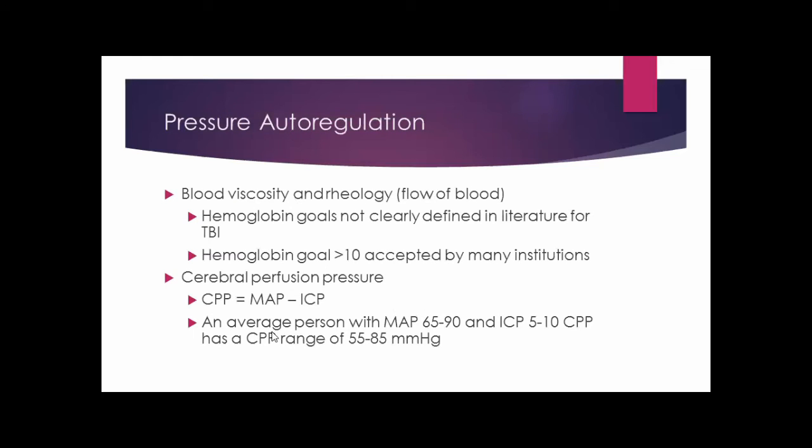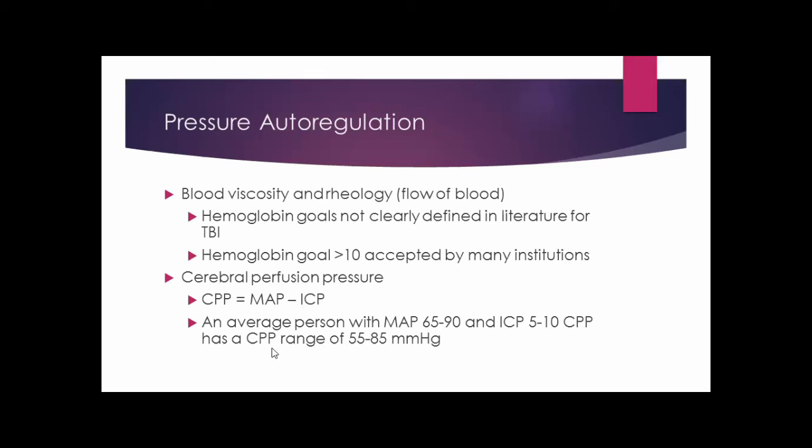Now the second bullet that we had mentioned earlier, pressure autoregulation. So the blood viscosity and rheology, which is the actual flow of the blood, the flow of the fluid, is affected here. So hemoglobin goals are not clearly defined in the literature for traumatic brain injury. However, we all know that a hemoglobin goal of greater than 10 is accepted by many institutions. However, it is not 100% accepted by all institutions. And that's controversial, it's another issue. But for our purposes, in our program, when we have a patient with traumatic brain injury, our goal is greater than 10 for hemoglobin.